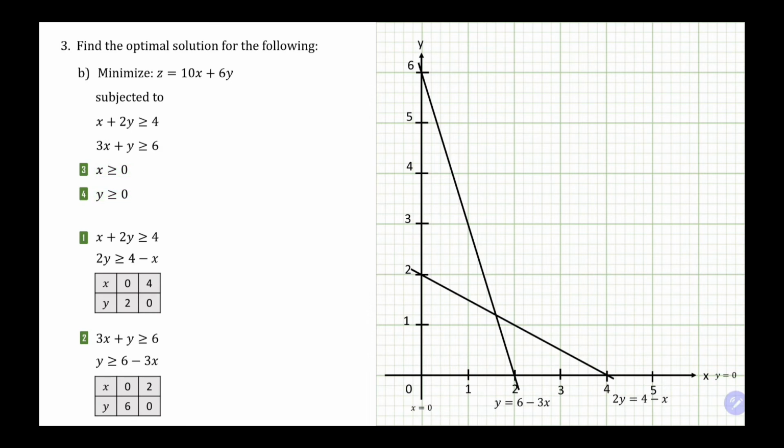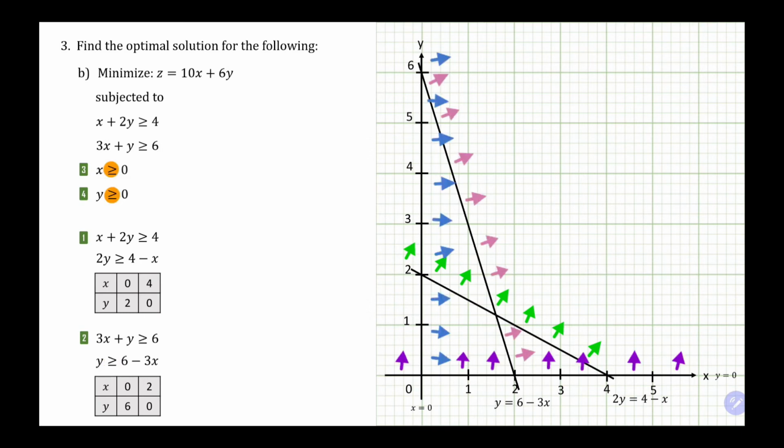Then, we determine the region. First line, y greater than. Next line, we have y greater than or equal. Then, we have x and y greater than or equal to 0. The feasible region is here.